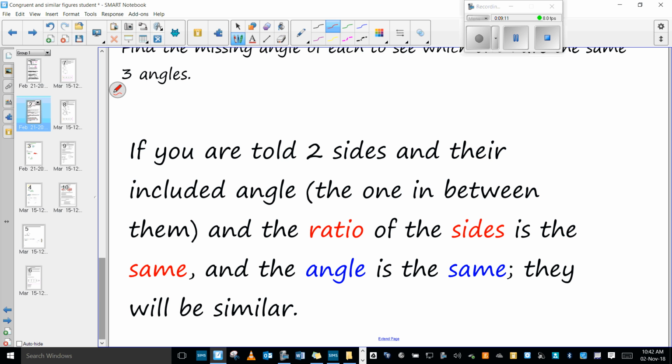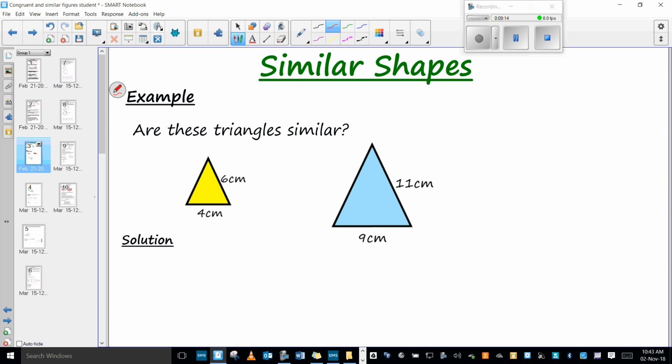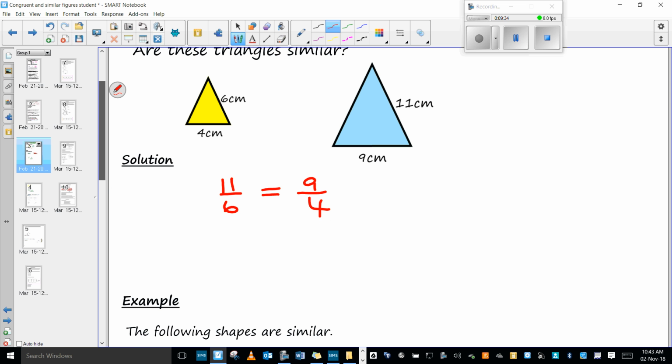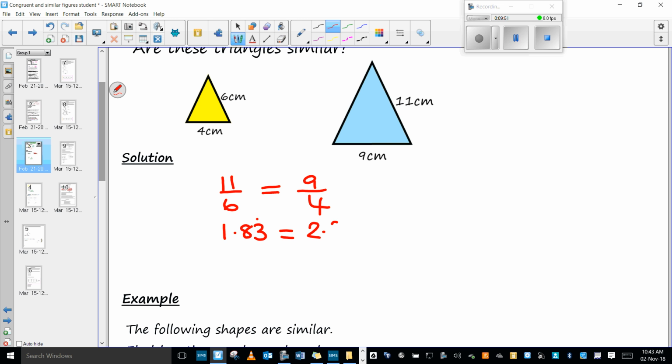Alright, similar shapes. So we've got here, are these triangles similar? Again, we would compare our measurements. So 11 over 6 would have to be the same as 9 over 4. Is 11 over 6 equal to 9 over 4? Well, what's 11 divided by 6? 1.83 recurring. And 9 over 4. So they are not equal, therefore not similar.